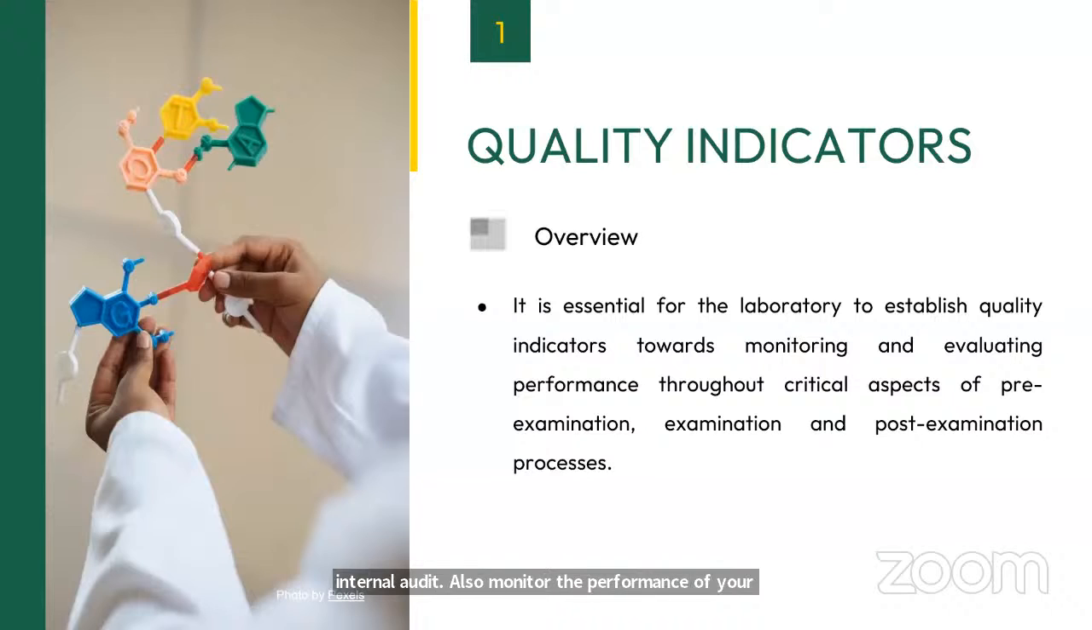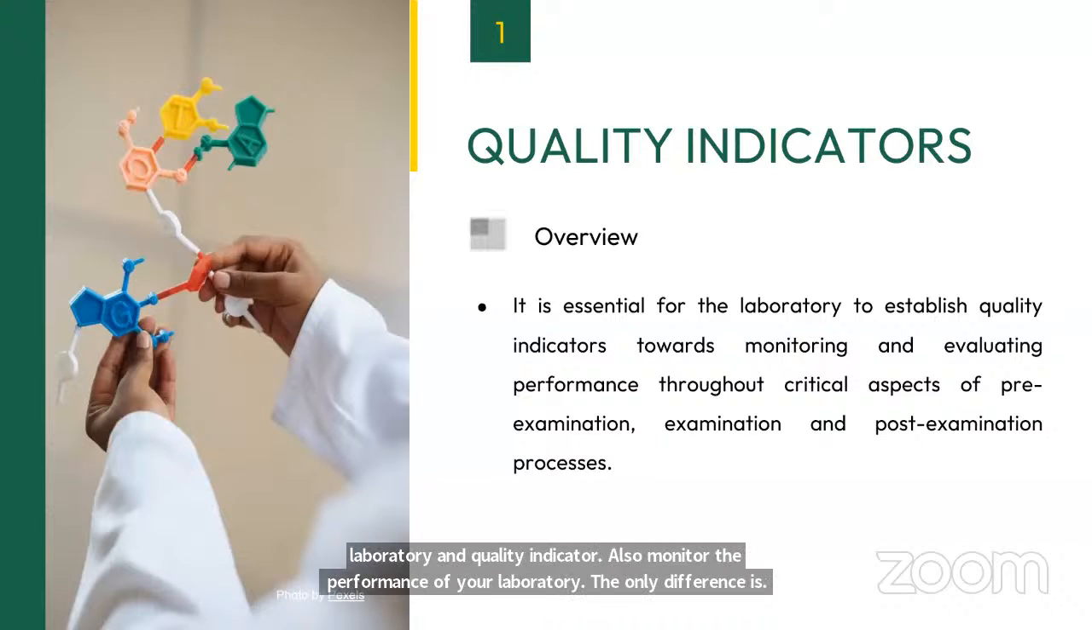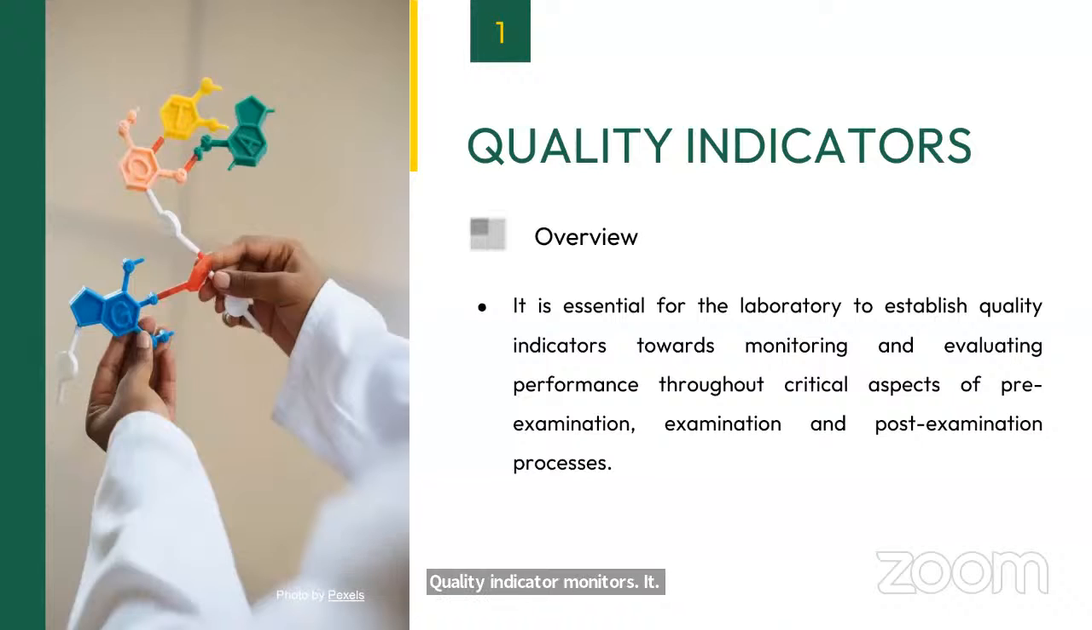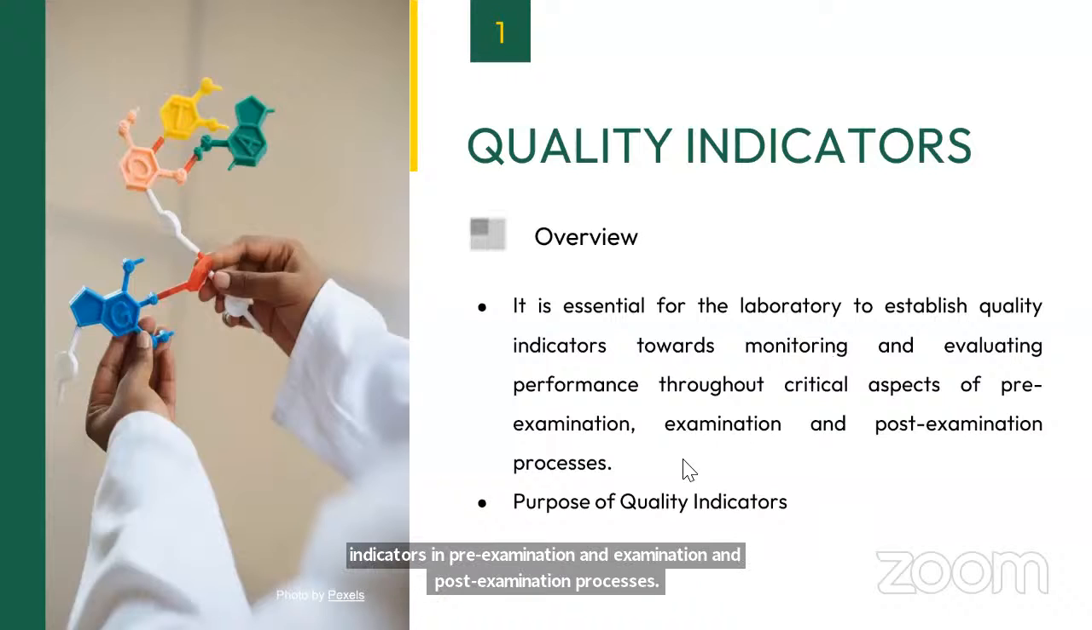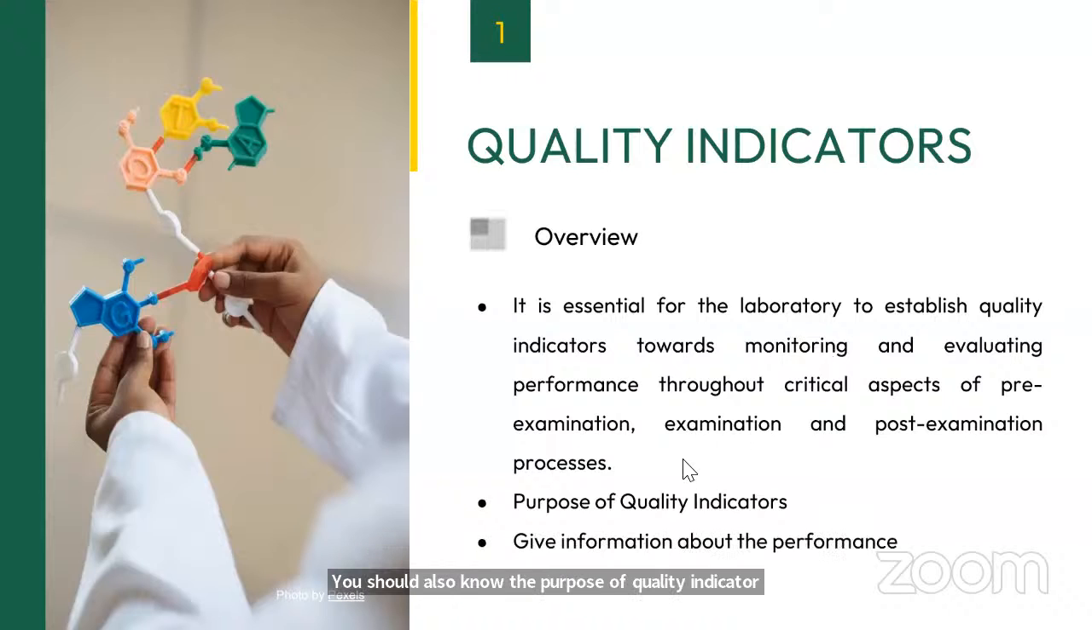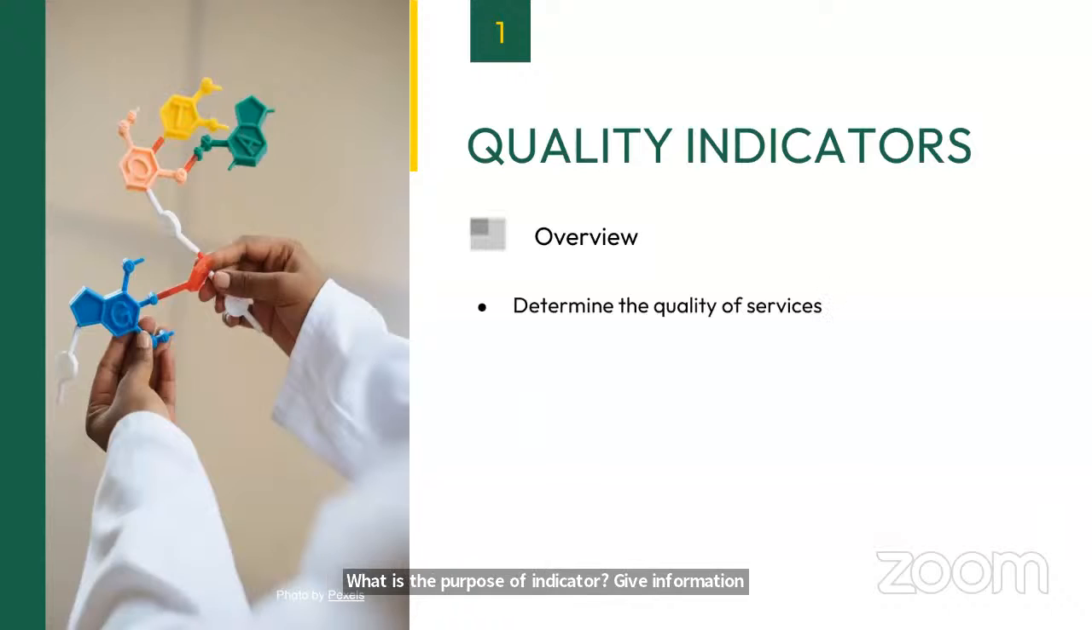The only difference is that quality indicators monitor it continuously in real time, whereas internal audit monitors the performance of your laboratory on a periodic basis. So you should establish appropriate quality indicators in the pre-examination, examination and post-examination processes. You should also know the purpose of a quality indicator. What is the purpose of a quality indicator? It gives information about the performance. So when you define an appropriate quality indicator, you must know the objectives of monitoring it.